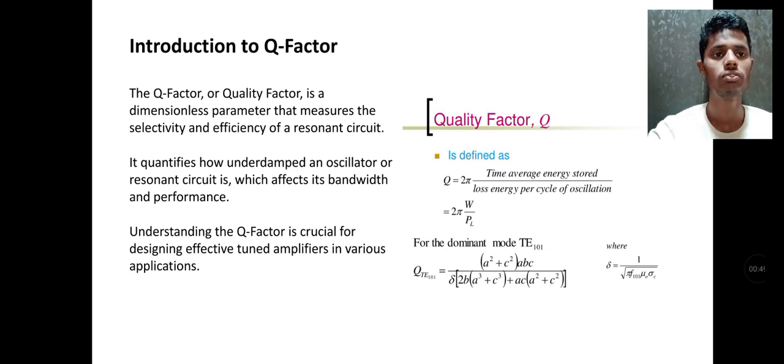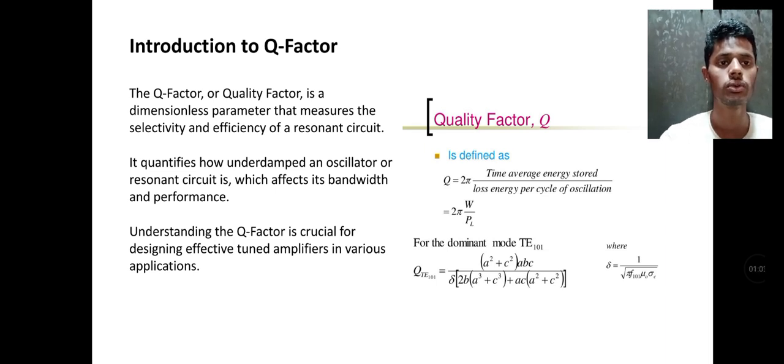This is how we define the quality factor Q. Q is equal to 2π times the average energy stored divided by the energy lost per cycle of oscillation. This is the formula for finding the Q factor: Q equals 2π W by PL. For the dominant mode of TE101, we get this formula for Q TE101.